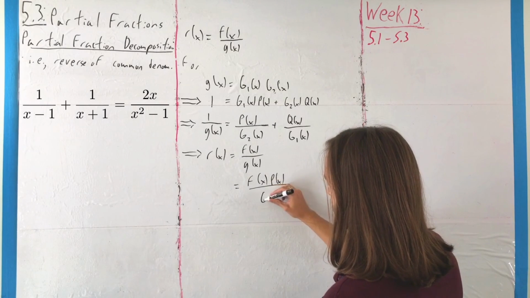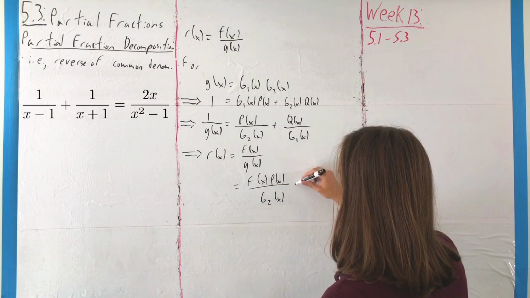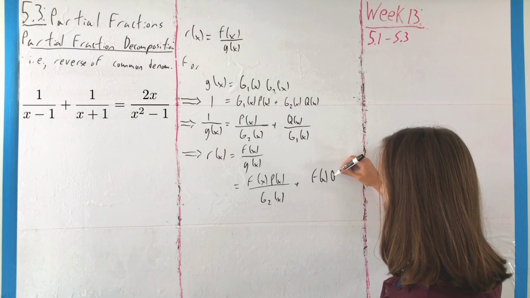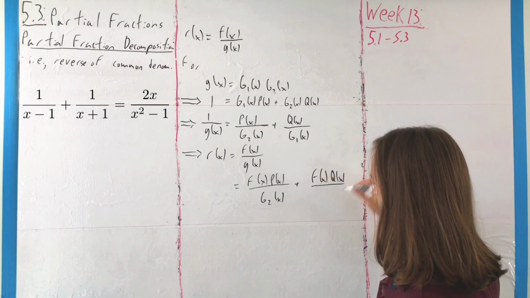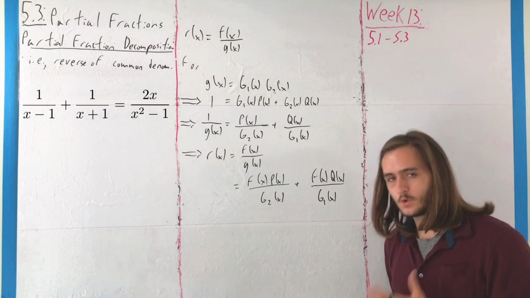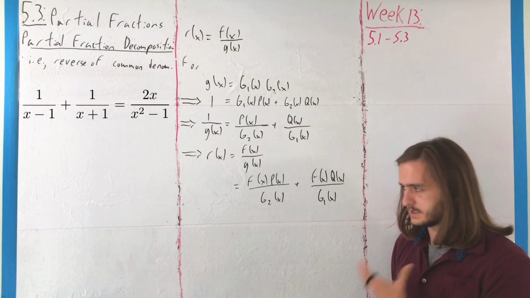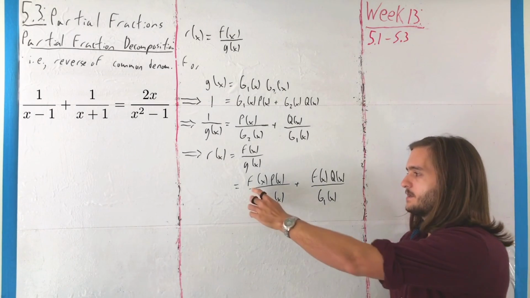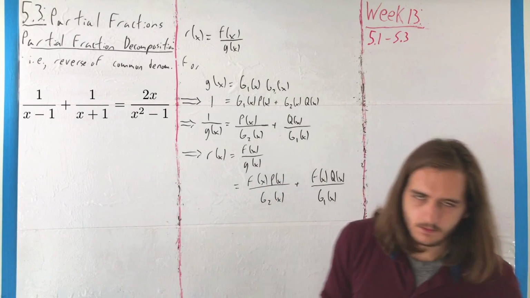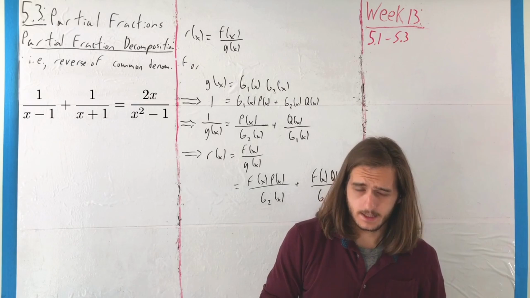This should be that g2 factor. And then in this part, we have f of x times q of x over g1 of x. And we're going to see more about how we define the exact flavor here of what things like fp and fq look like. Don't worry too much about that right now.